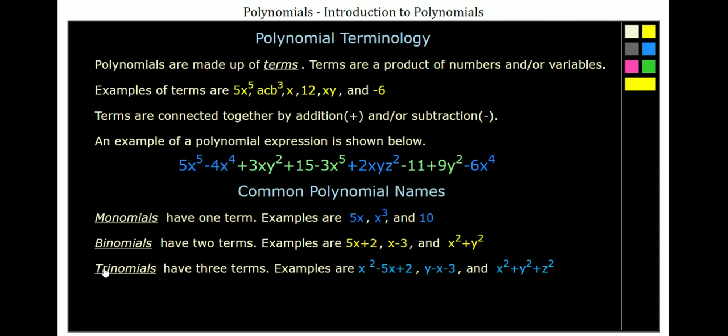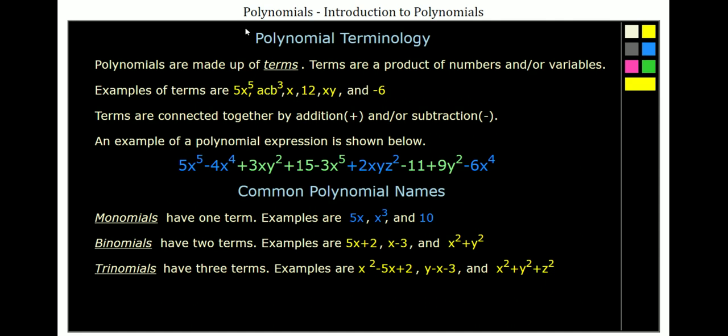Trinomials, tri means 3, and so they have 3 terms. Here's an example of 3 terms. x squared minus 5x plus 2 is a trinomial. y minus x minus 3 is a trinomial. 2 variables in it, that's okay. x squared plus y squared plus z squared is a trinomial because it has 3 terms.